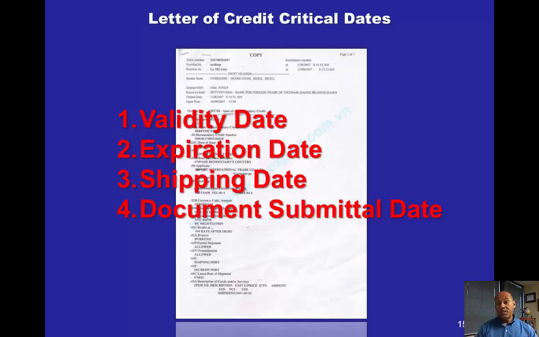So the shipping date will come prior to the document submittal date, because one of the documents you always have to submit is a bill of lading. So think of those 4 dates. Those are important in your management of a letter of credit. So the next thing we're going to go over is the MT700. This is called the SWIFT MT700, and it's basically the message format of a letter of credit. So you can kind of think of this as the roadmap for how a letter of credit is put together.